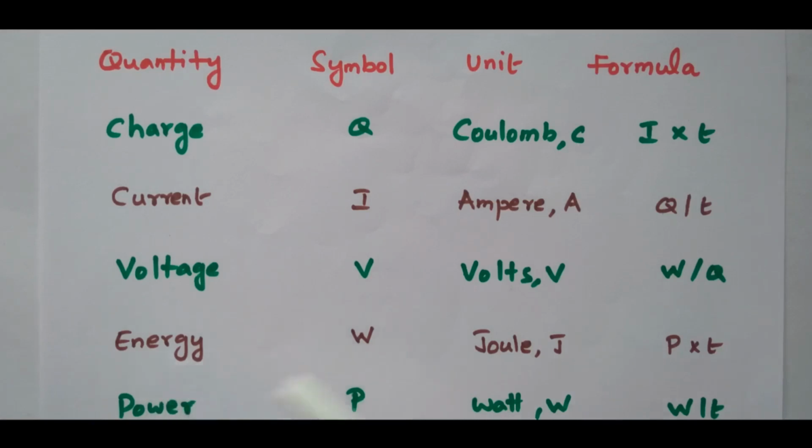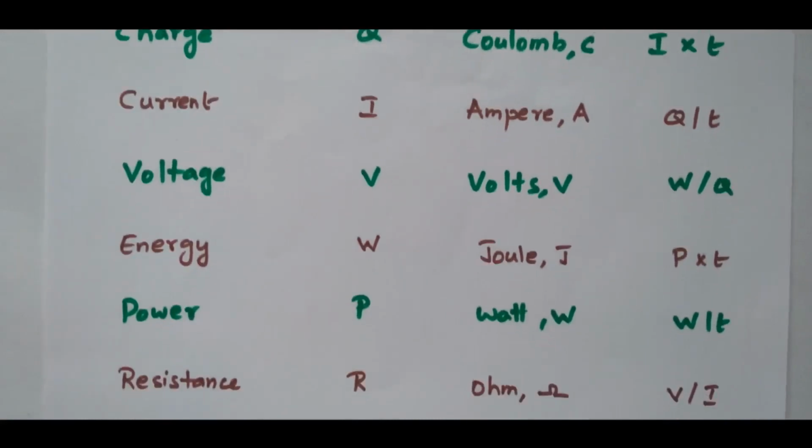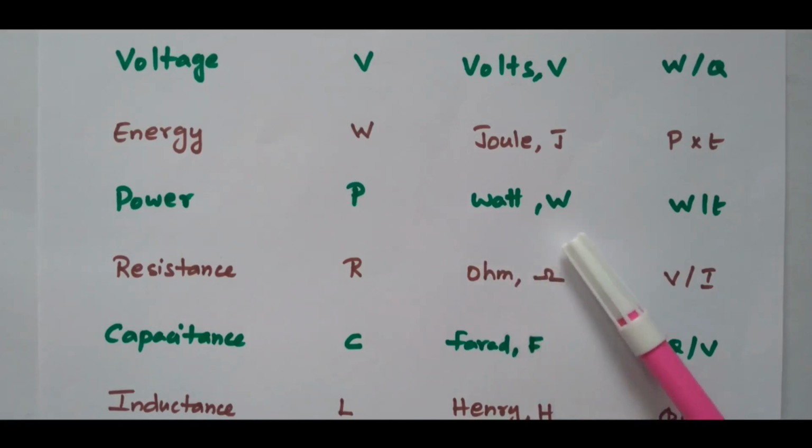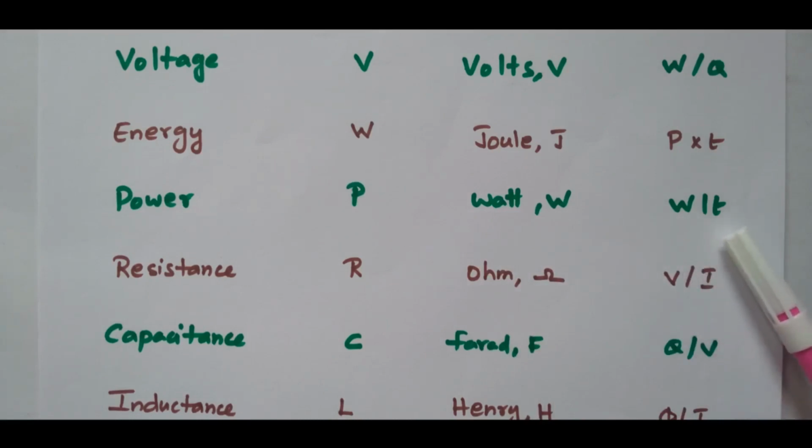Then energy. The symbol is W. The unit is joule, we can write it as J. Power into time. The energy always refers to the power at a given time. P into T. Then what is the power? Power is P. The unit is watts, W. The power is nothing but W by T. The next one, resistance R. The unit is ohm. V by I. The formula is V by I.